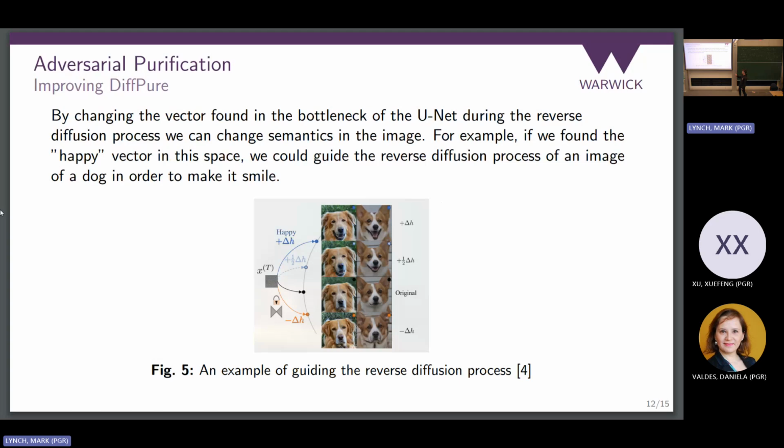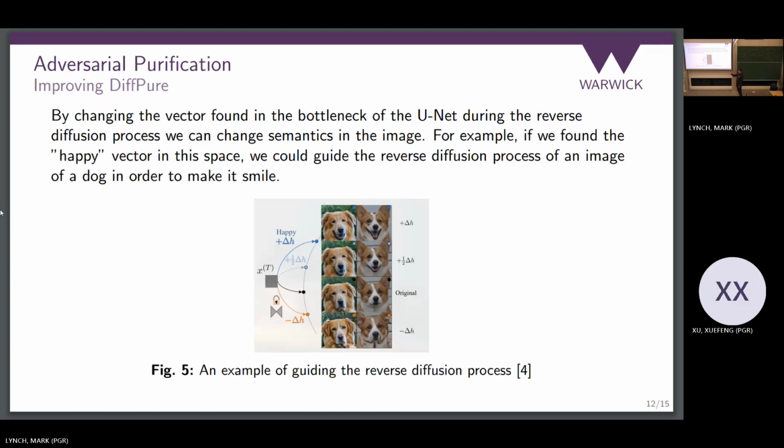Another quite interesting thing is that if you subtract the happy vector, the dogs get sad. It's interesting that the unit has some kind of linearity within it. The opposite of happy within the bottleneck of the unit is sad. It's somehow got that linearity, which isn't necessarily immediately obvious.